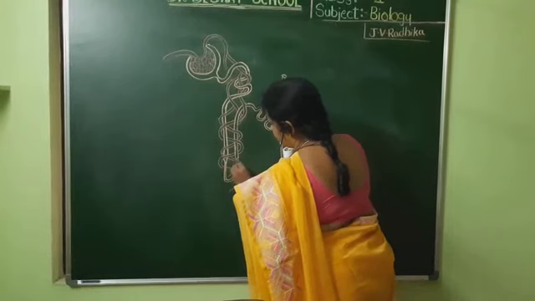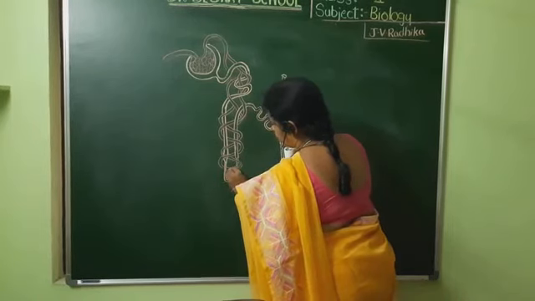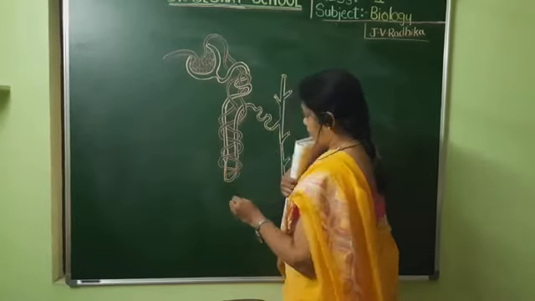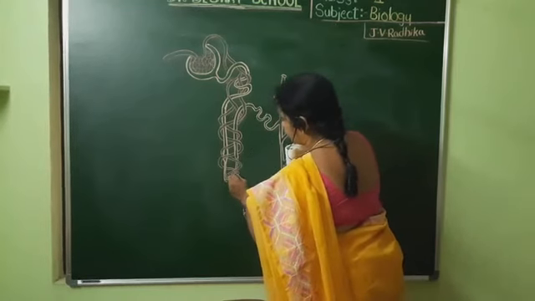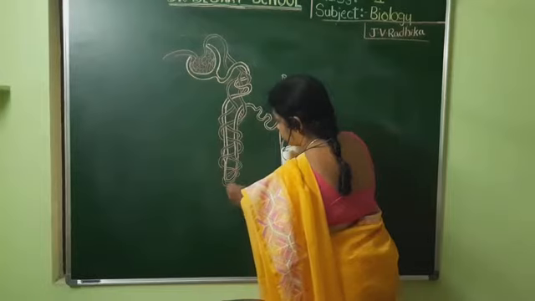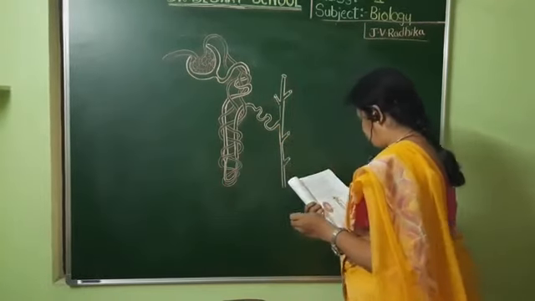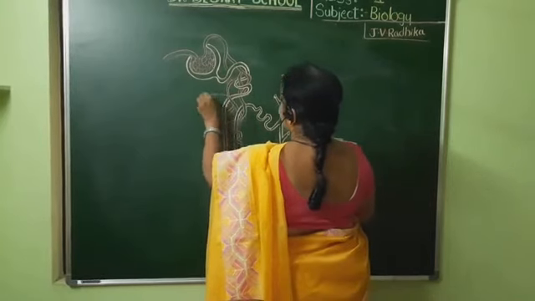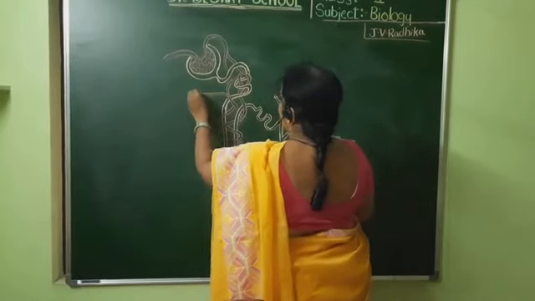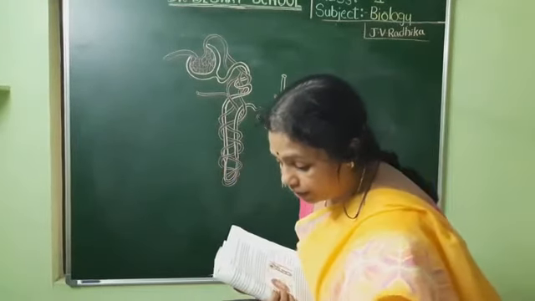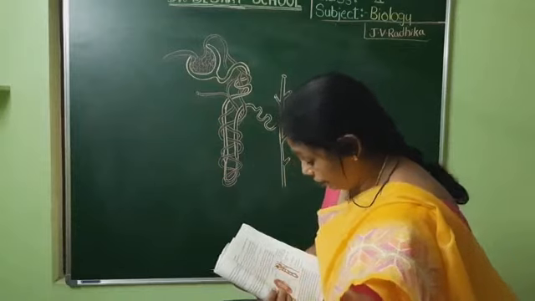And here you can see that it would be joining like this. Now it could be coming out here. One of the branches could be coming out as the peritubular network, which would be joining the venule.